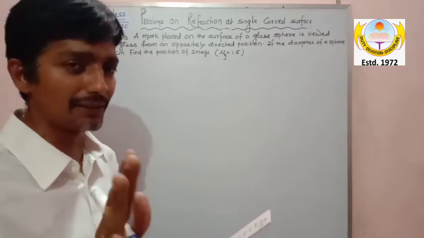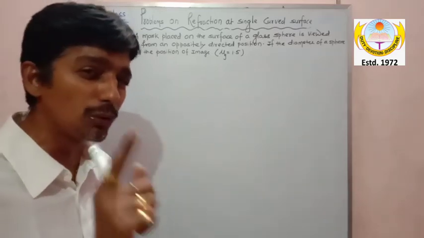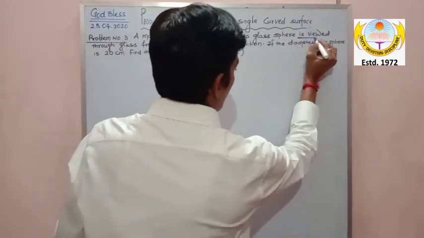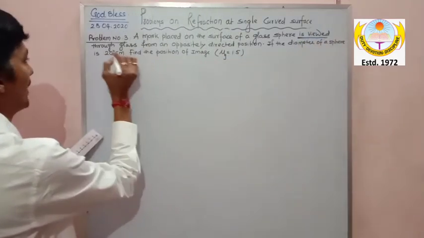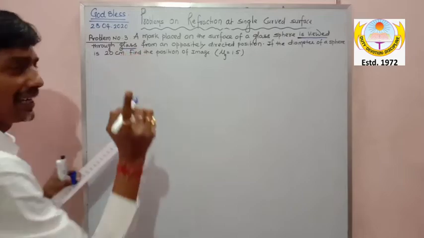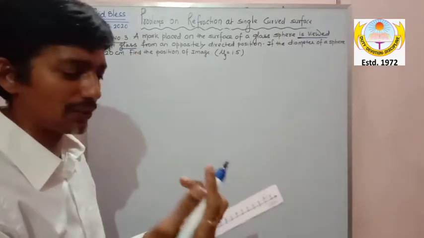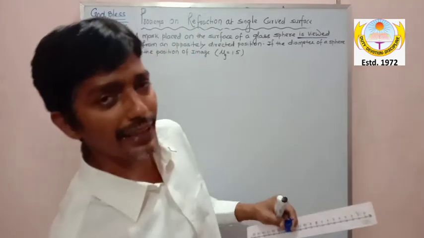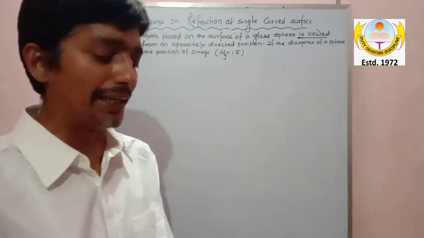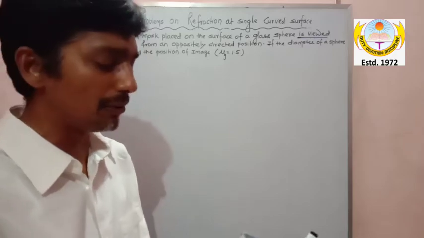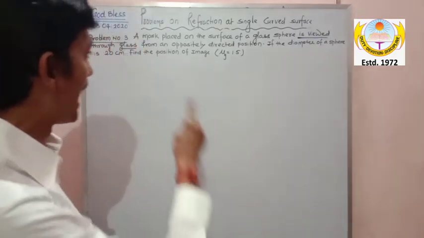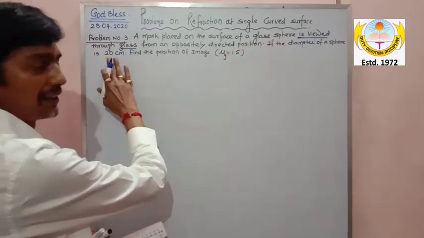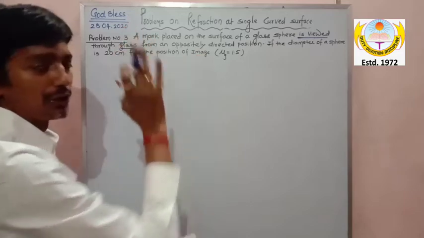My dear, let us try to understand "viewed through glass". This language is very important. It means that the ray is traveling in glass, so the object which we will take is in the denser medium. Look at the diagram and then we will come to know. So it is viewed through glass from an oppositely directed position. If the diameter of the sphere is 20 centimeter, find the position of the image.